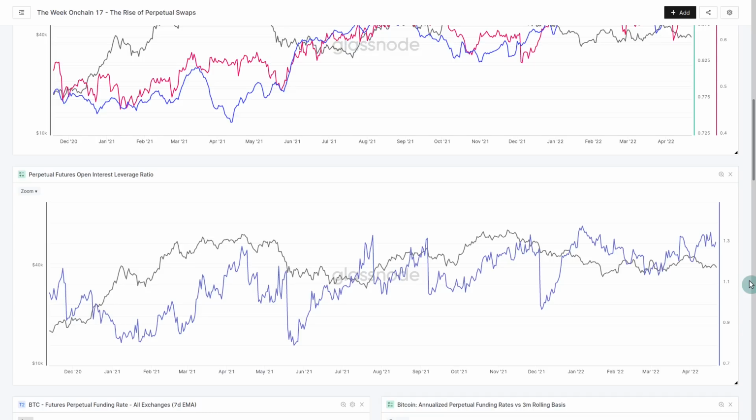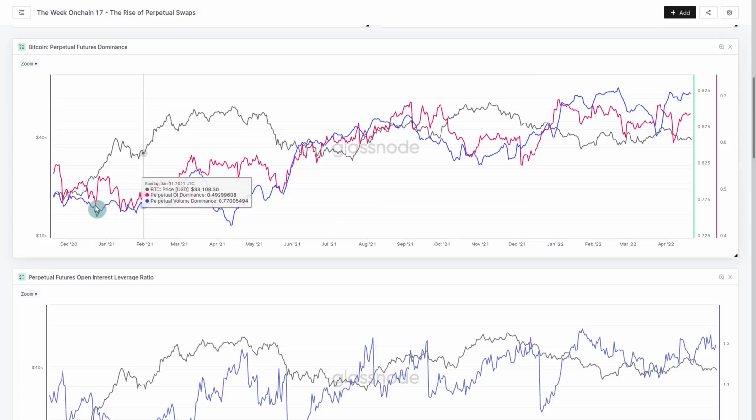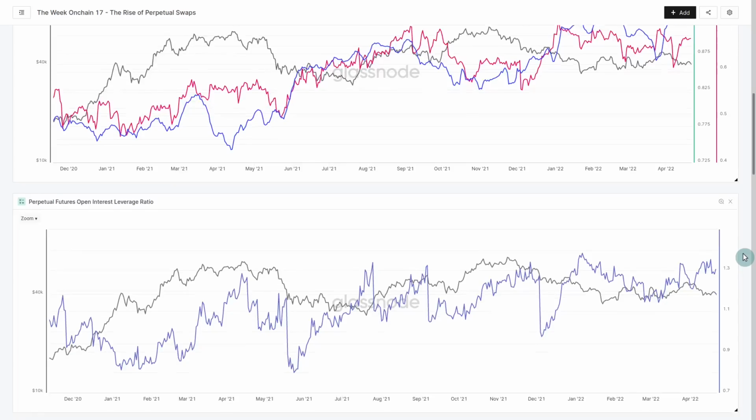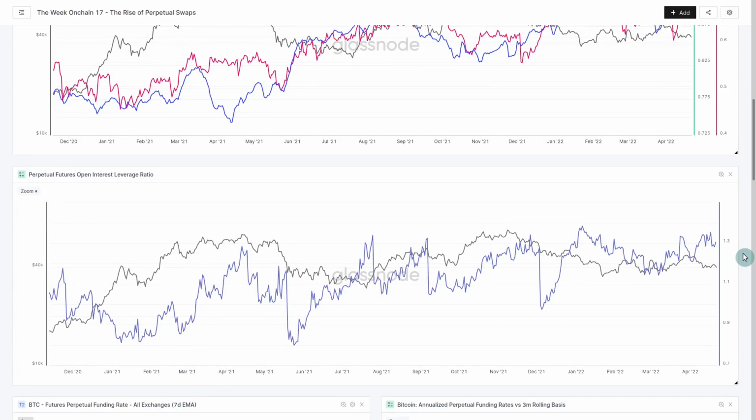But what I also want to bring it back to is, well, we've also seen this growing dominance of the perpetual swap market. So what we've actually seen is that a great deal of the calendar futures trade volume, the open interest, a lot of the people who've been trading those calendar futures have actually moved their money into either the perpetual swap market or they've left the market entirely.